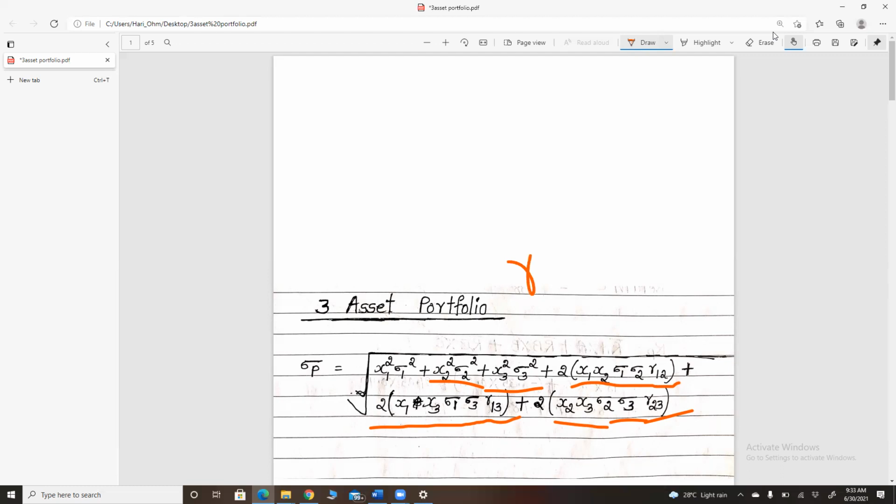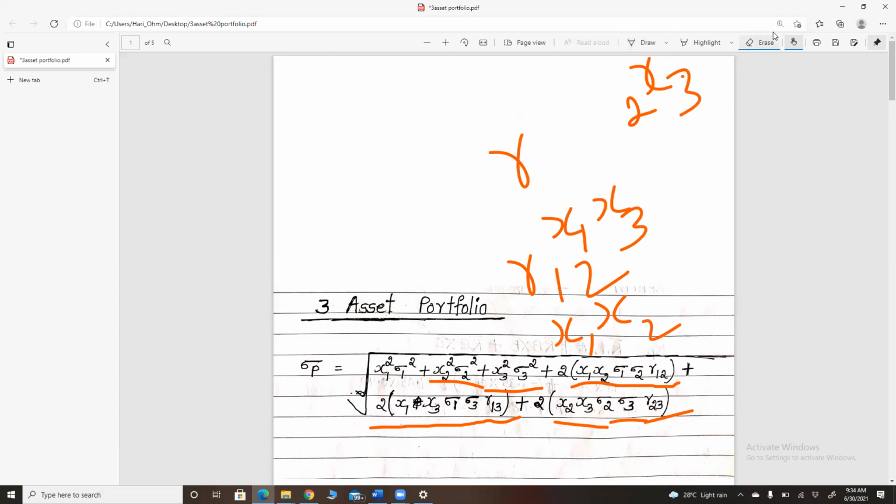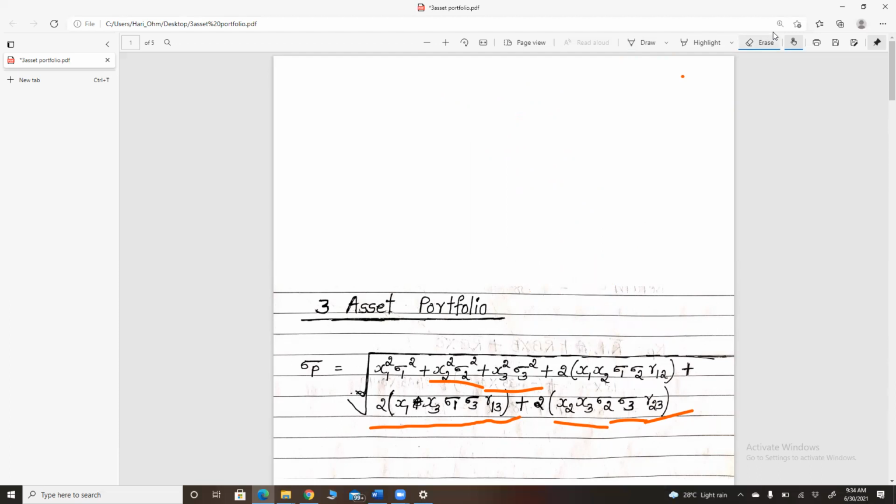Remember, first you have to take R12, second R13, and last R23. R12 is nothing but x1 and x2, R13 is nothing but x1 and x3, and R23 is nothing but x2 and x3. Is it clear? Hope you remember this.